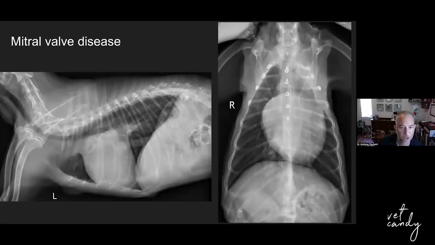All right. Onward. We already showed a case of this. This is mitral valve disease in a dog, the big, large left atrium. I guess that's all I want to say. I've already talked about mitral valve disease in dogs.